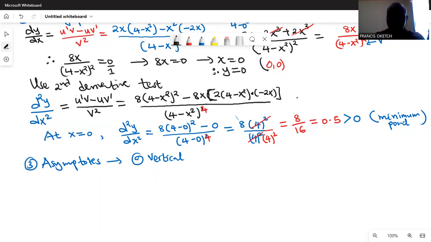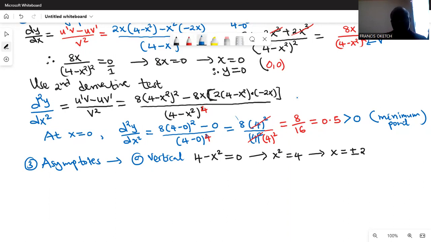Look at our function. We are told that y equals x squared over 4 minus x squared. So the denominator is what you are going to equate to 0. That is 4 minus x squared equals 0. So I want to solve for x. This means x squared equals 4. So when you take the square root on both sides, you get x equals plus or minus root 4, that is the same as 2. So we have 2 vertical asymptotes, x equals -2 and x equals +2. So there are 2 of them.